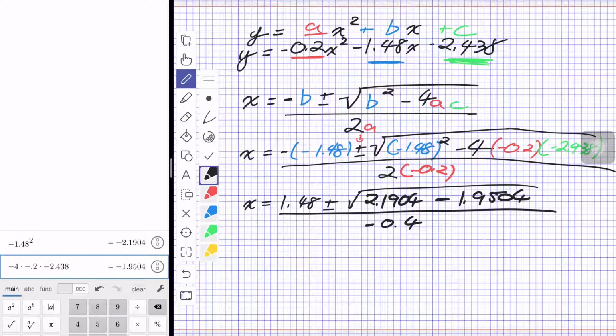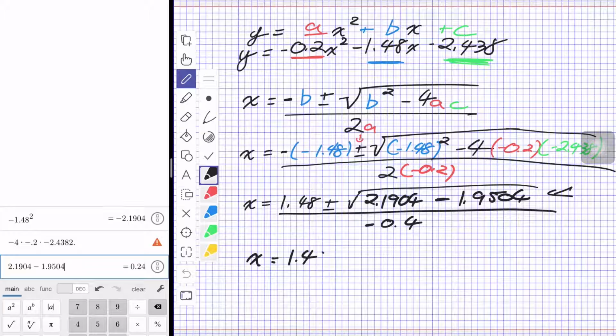Great. We still got to deal with the square root, which I won't be able to do off the top of my head, so let's try it here. I'm going to do next line. 2.1904 subtract 1.9504. Ooh, that's not a 0.04. Great. We'll just go right into that. 1.48 plus or minus the root of 0.24.